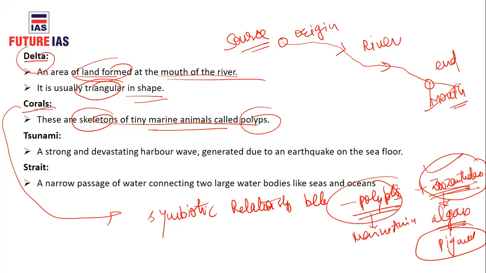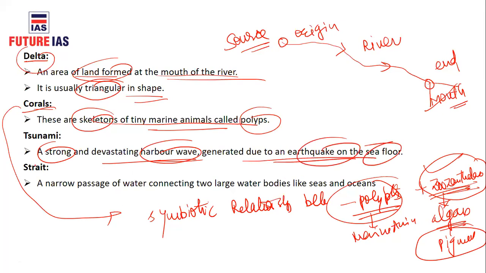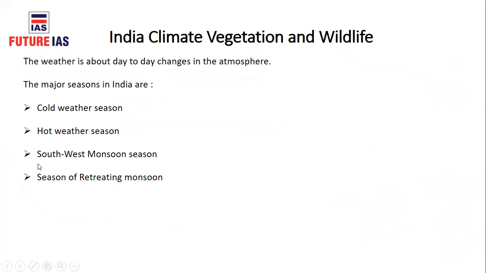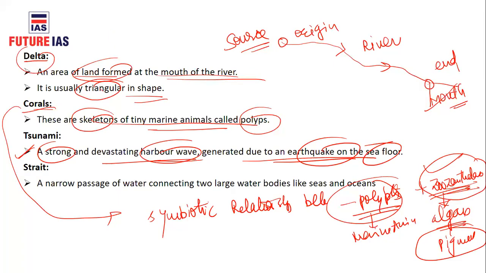All right. Tsunami. Tsunami means strong and devastating harbor waves that are generated due to earthquakes. So you must understand the tsunami waves. It's a long wavelength wave. It is generated if an earthquake occurs in the middle of the ocean and huge water is displaced toward the shore, and that is known as tsunami.